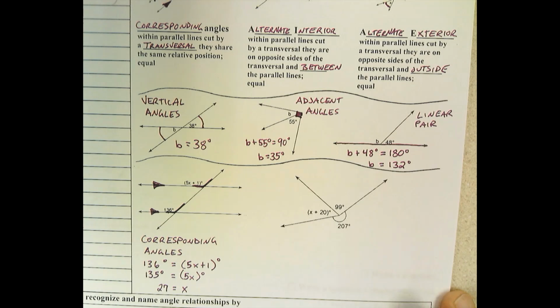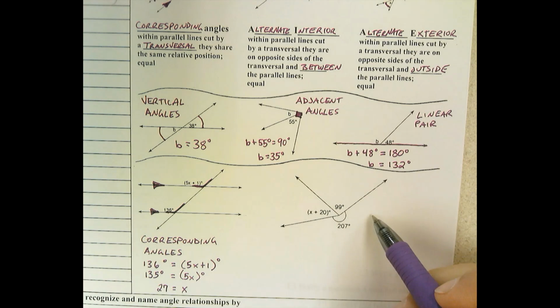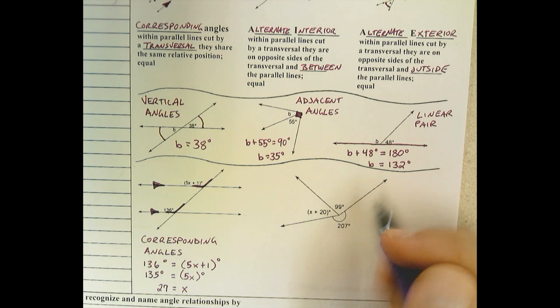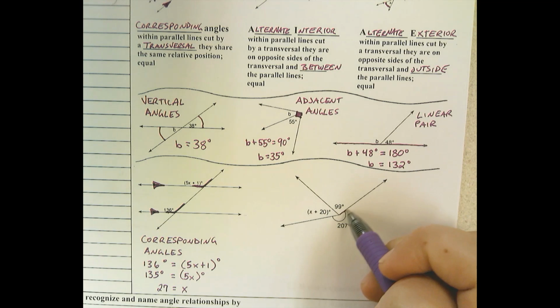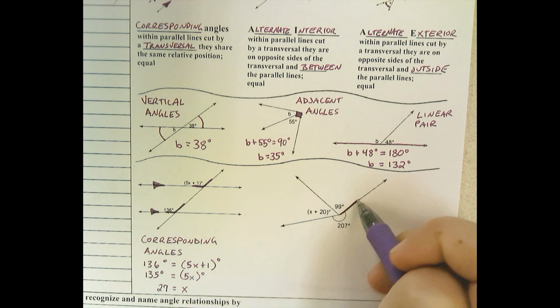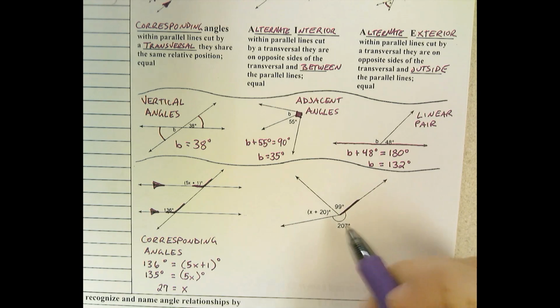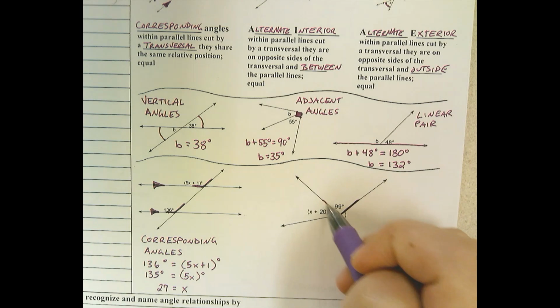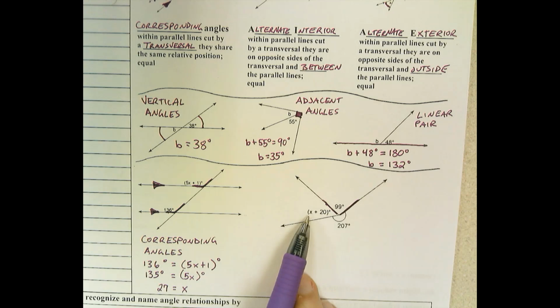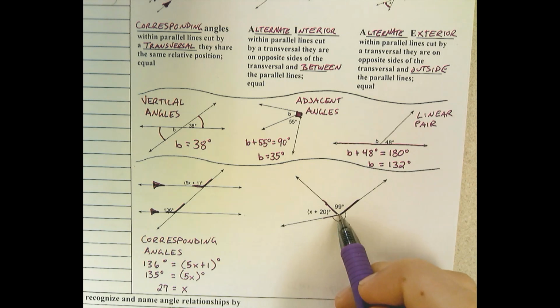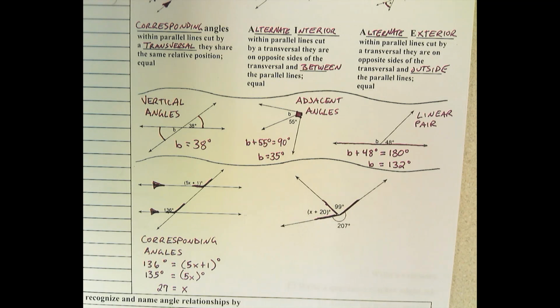Okay, finally we have three angles here, and these three angles are all adjacent angles. 99 and 207 are adjacent because they share this common edge. 99 and x plus 20 are adjacent because they share this common edge. And x plus 20 and 207 are adjacent because they share that common edge.